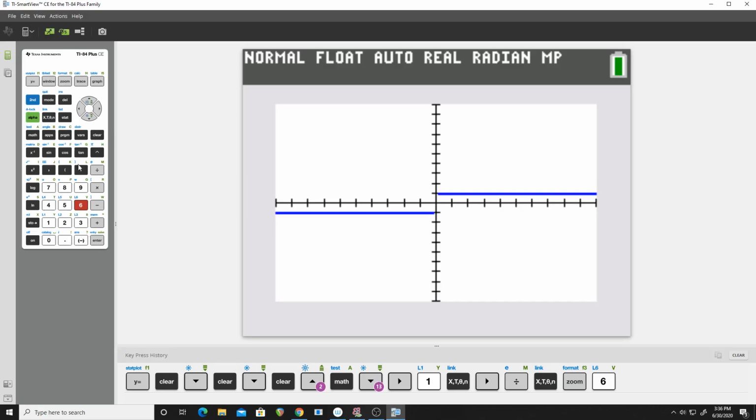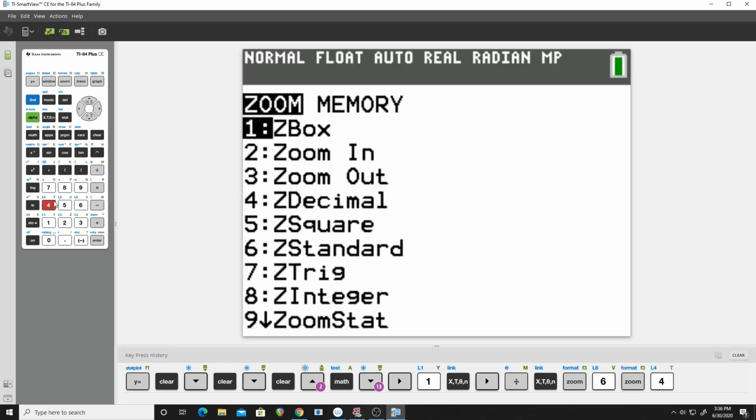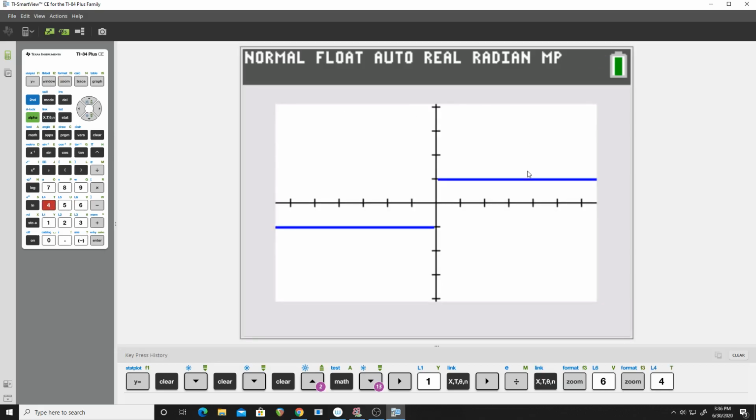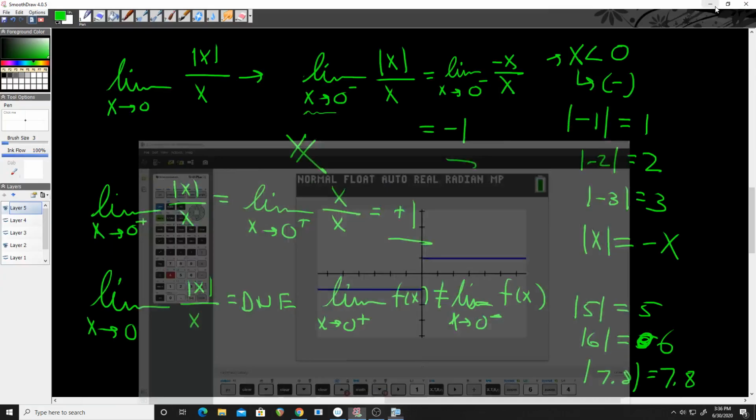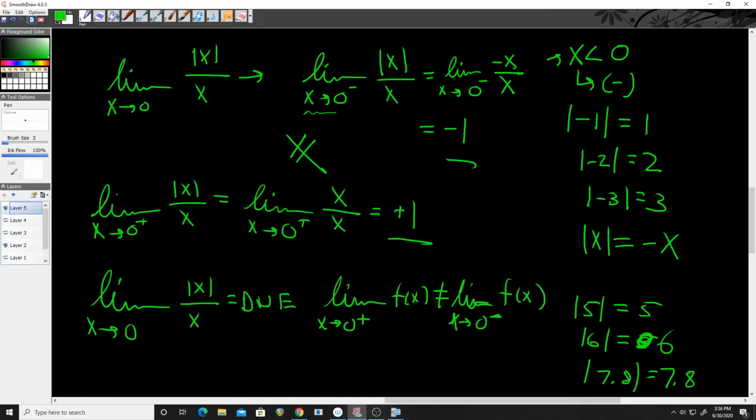So we immediately see what's going on here. And this makes sense, right? Because x over itself is just 1. Negative x over itself is negative 1. Left-hand limit, negative 1. Right-hand limit, positive 1. There we go. So that's what's happening there.